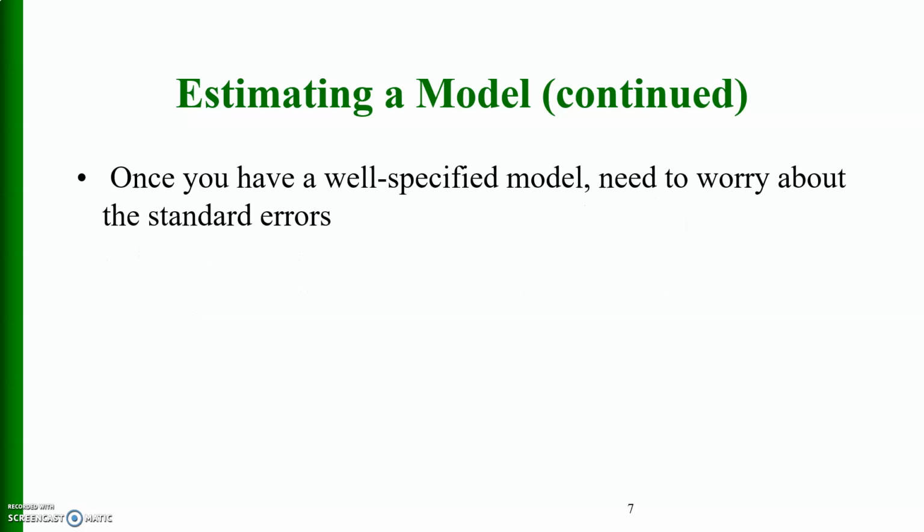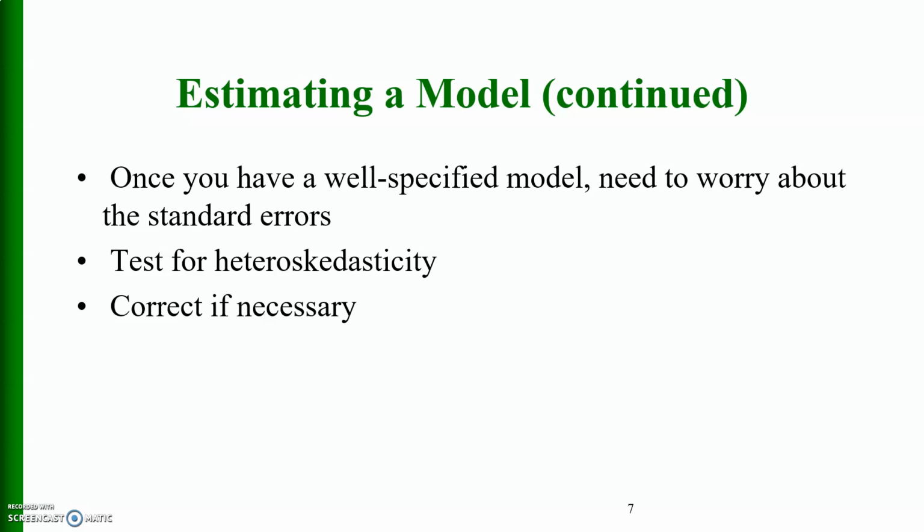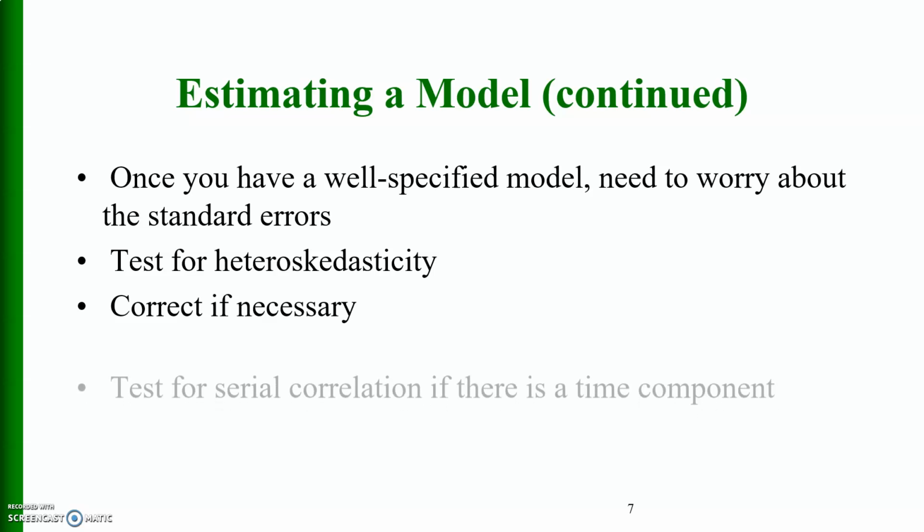Once we have a well specified model, we need to worry about the standard errors. To do that, we may test for heteroscedasticity, and this is a very important issue in the case of cross-sectional data. We can correct for heteroscedasticity if it is present in the data. Usually after estimating the model, the residuals are tested for heteroscedasticity, and if the model suffers from heteroscedasticity, that is unequal variance, then we may correct it.